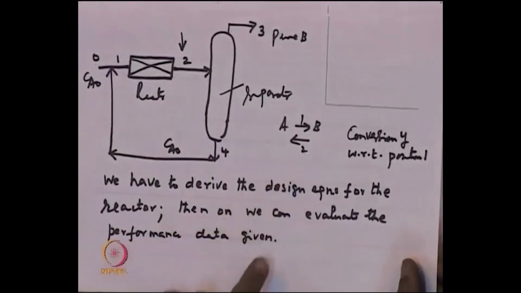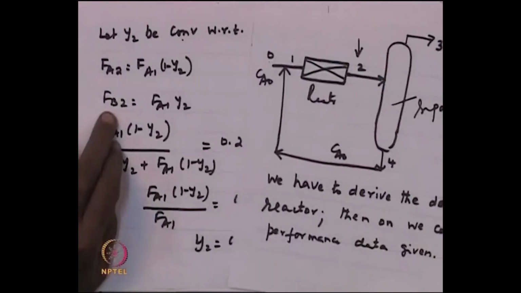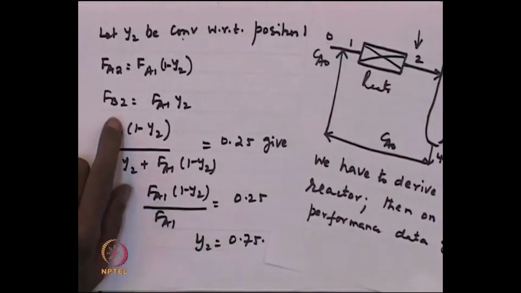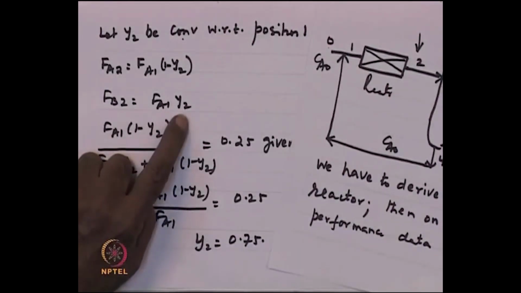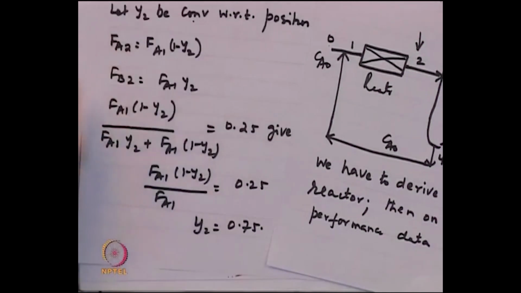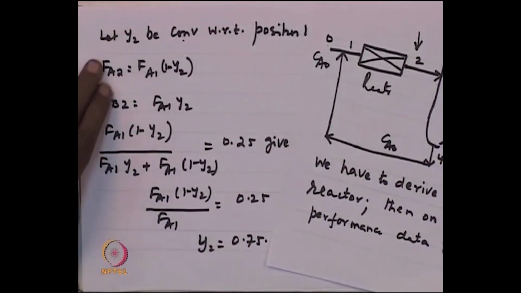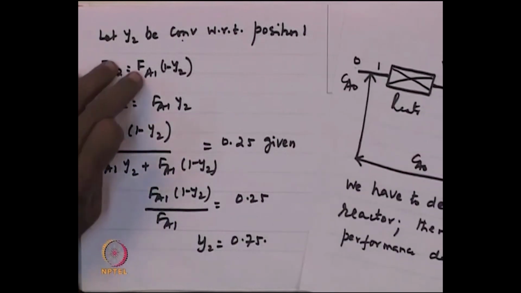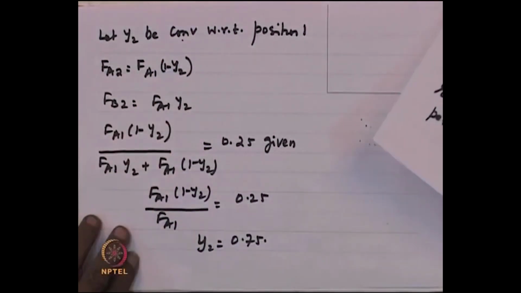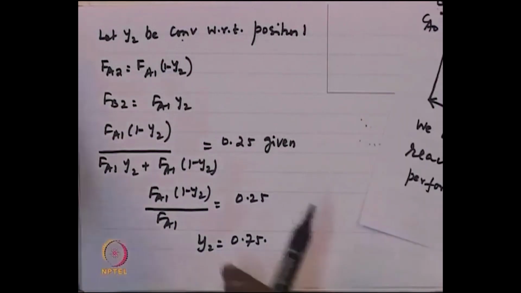Is that clear? Similarly, if I ask what FB2 is, that means the amount of B at position 2, FB2 is FA1 times Y2, because whatever A disappears becomes B. So FA2 is FA1 (1 minus Y2) and FB2 is FA1 Y2.